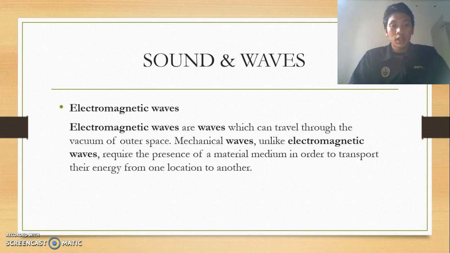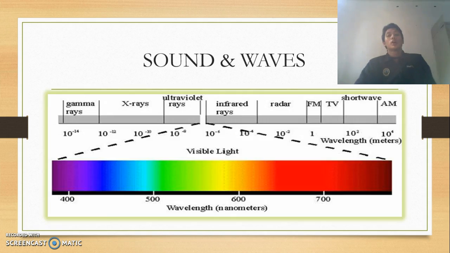So, secondly is electromagnetic wave. Electromagnetic wave can travel through the vacuum of outer space. Mechanical wave, unlike electromagnetic wave, requires the presence of a material medium in order to transport the energy from one location to another location. So, as we can see, these are a few examples of electromagnetic wave.